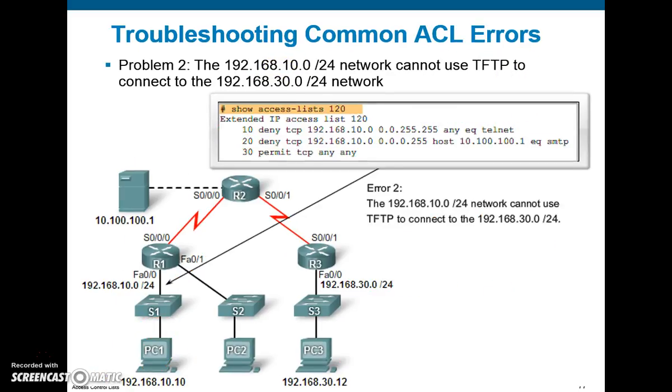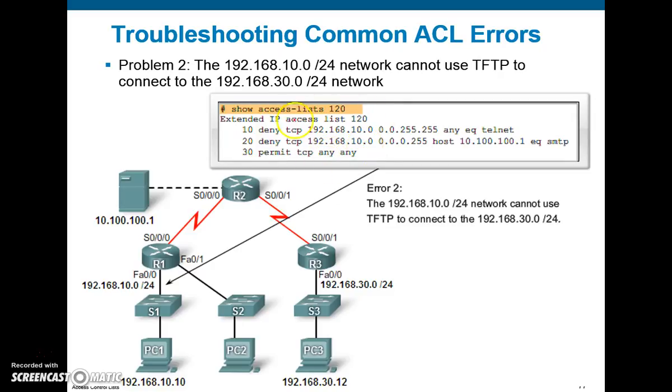Let's look at the second problem. The second problem again relates to the 192.168.10 network. It cannot TFTP to the PC3 network, the 192.168.30 network. Look, we have two deny statements. The first deny statement denies telnet packets. The second deny statement denies SMTP packets. The last one permits all other TCP packets from any source to any destination.